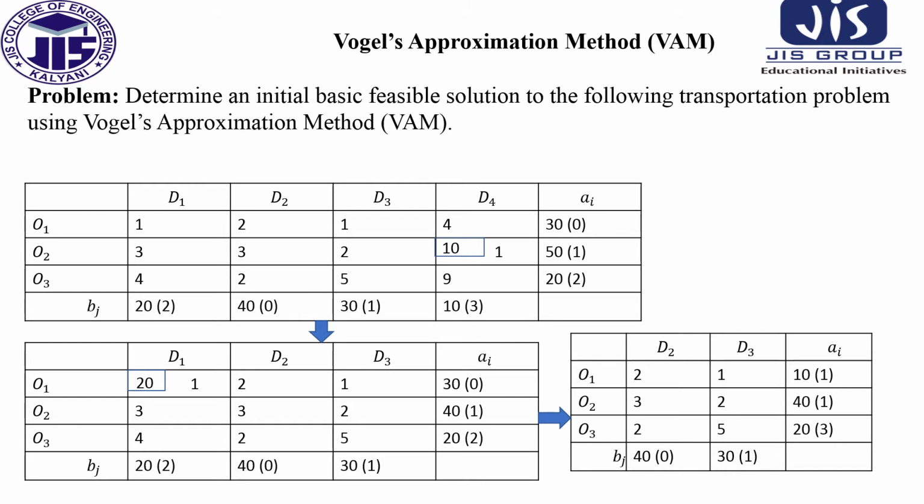So for the D1 column, the minimum cost value is 1 and the next minimum is 3. So 3 minus 1, this will be 2, and write it beside 20. And for D2, this is 2 minus 2, this will be 0. For D3, this will be 2 minus 1, this will be 1. And for the D4 column, the minimum cost is 1, the next minimum is 4. So 4 minus 1, this will be 3. Okay, so in this way we form table 1.